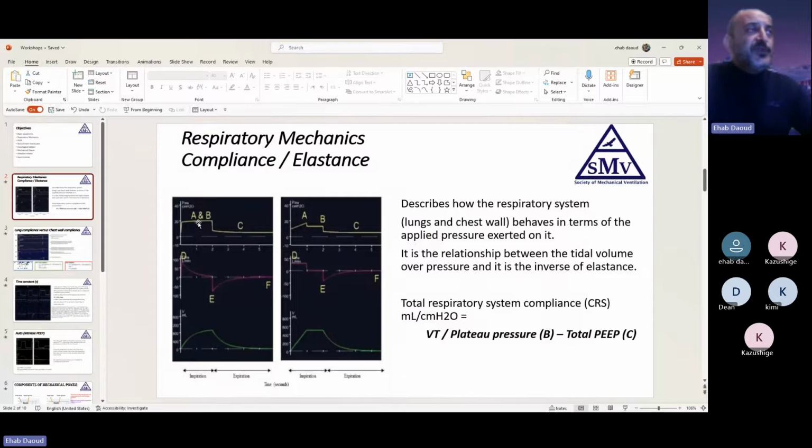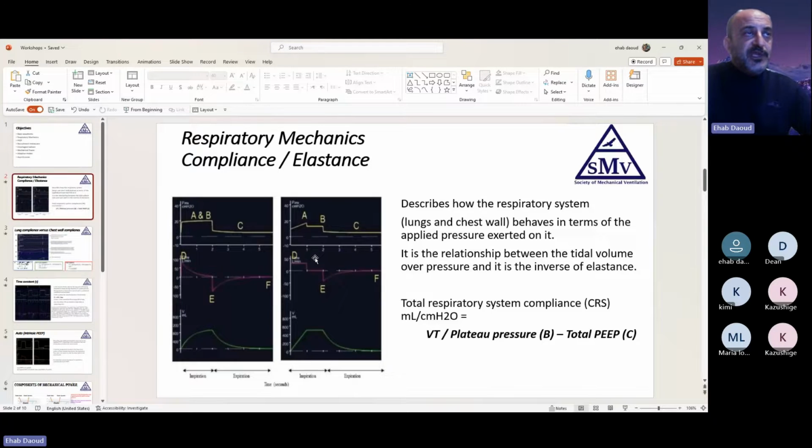So in pressure control mode, A and B are the peak and the plateau. If your flow is long enough to reach baseline, you don't really need to put an inspiratory pause because the plateau will be equal to the peak. So how do we calculate it? Basically, the compliance in pressure control will be the exhaled tidal volume over the plateau pressure minus the total PEEP. And it's very important to stress it's not only the PEEP you dial on the ventilator, it's the total PEEP in case the patient has auto PEEP.